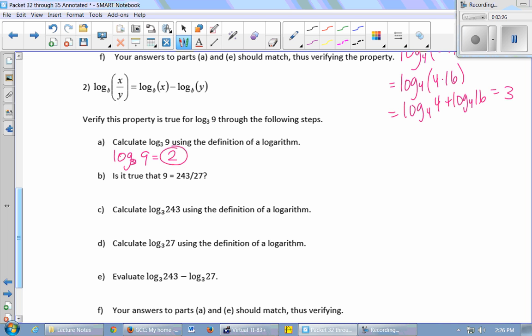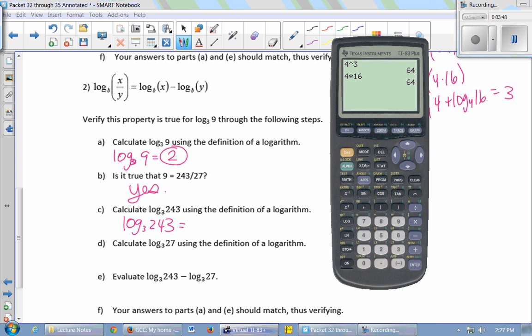Is it true that 9 equals 243 divided by 27? Yes, you can check it on a calculator, but it's true. All right, I want to calculate log base 3 of 243 using the definition of a logarithm. I need to know what power to raise 3 to make 243. I don't know off the top of my head. Let's see, 3 cubed, 27. 3 to the 4th is 81. 3 to the 5th is 243. So log base 3 of 243 is 5.